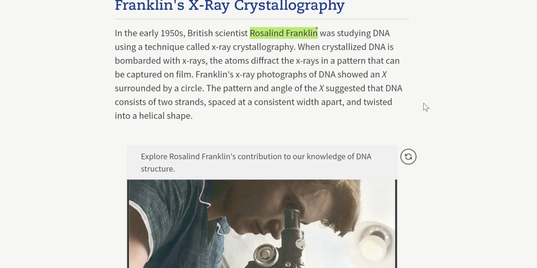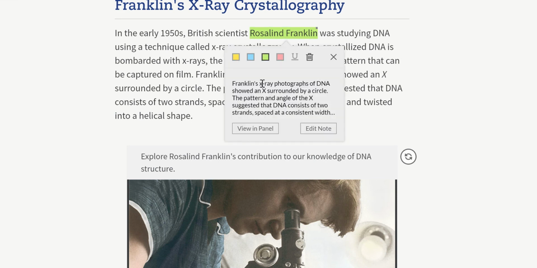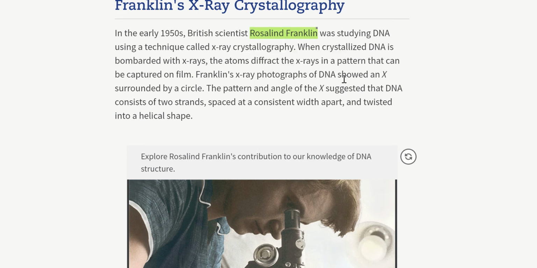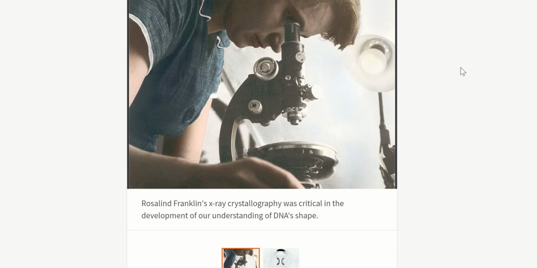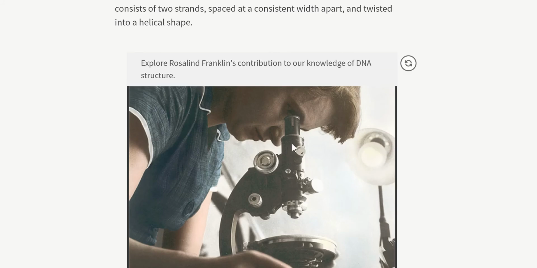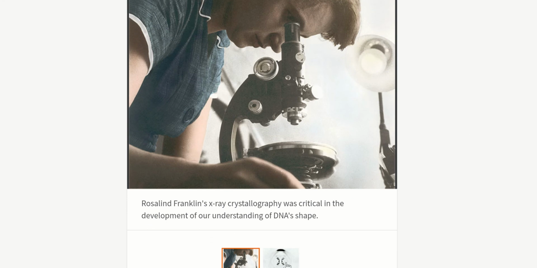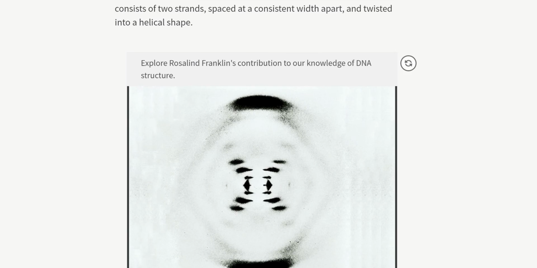The next person we want to talk about is a woman, a British scientist named Rosalind Franklin. Rosalind Franklin is an individual who worked with X-ray photographs and what we call X-ray crystallography. What she's going to do is use X-rays and run them through DNA. Here's a picture of her at her microscope, but this is one of her pictures, photo 51.